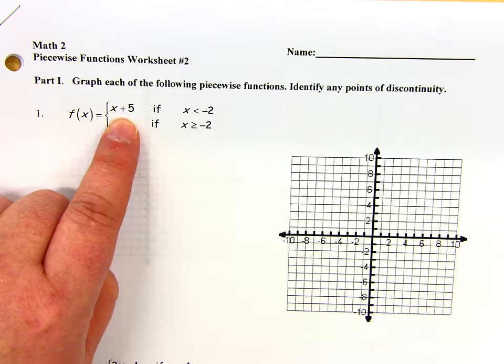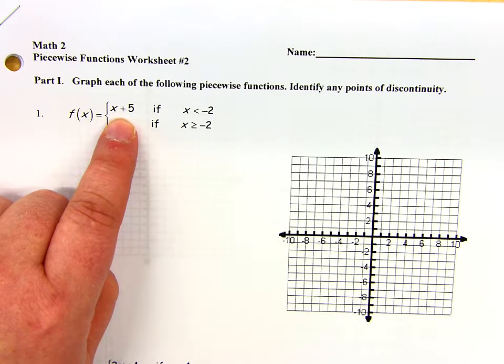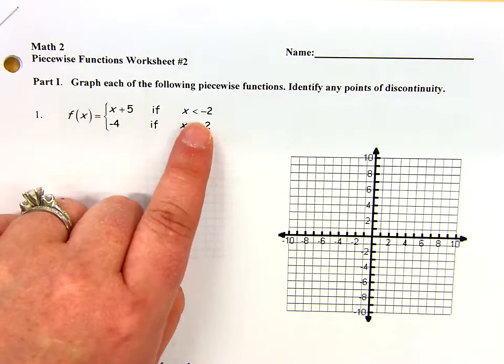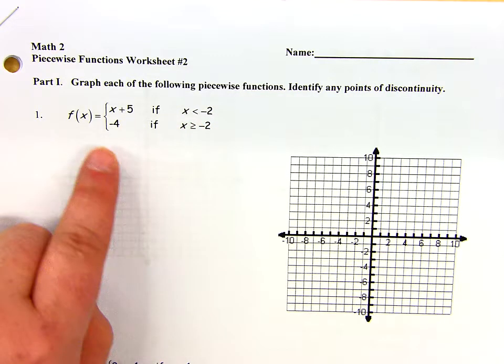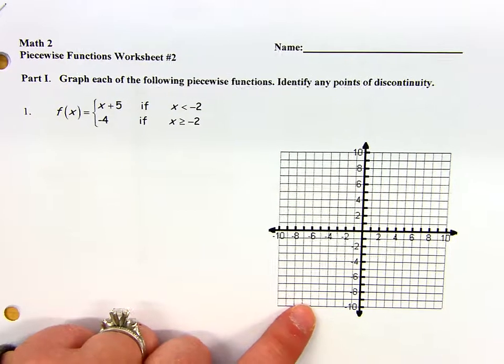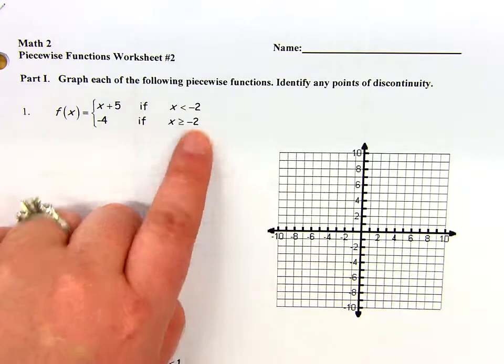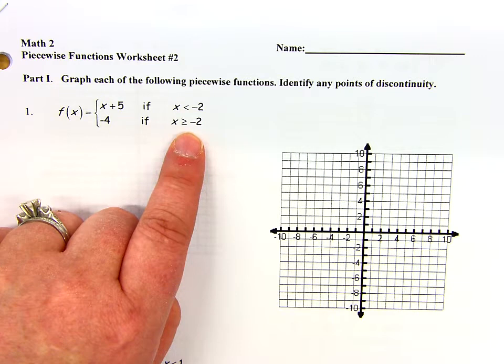So it's just a straight line, right? It has a y-intercept of 5 and a slope of 1. The thing about it, though, is you're only going to draw that line if x is less than -2. So, if I look at my other branch, you'll see that it only exists if x is greater than or equal to -2. So basically, I'm taking my grid and I'm breaking it up into two parts. One part that's less than -2 and one part that's greater than or equal to -2.